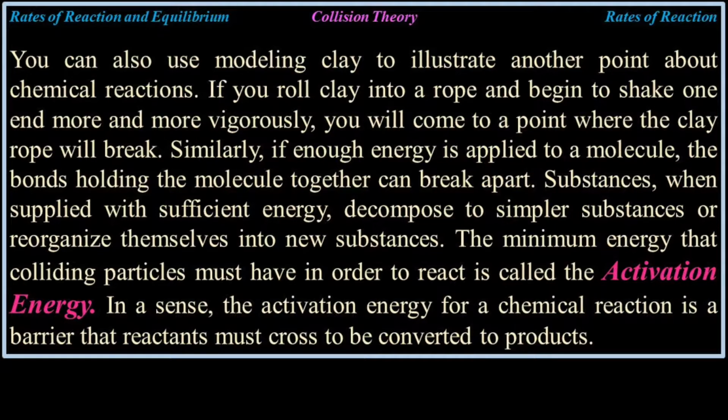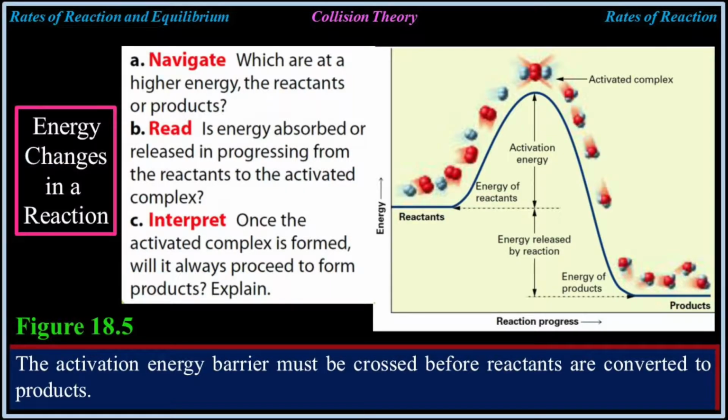This minimum energy that colliding particles must have in order to react is called the activation energy. In a sense, the activation energy for a chemical reaction is a barrier that reactants must cross to be converted to products. Figure 18.5, the activation energy barrier must be crossed before reactants are converted to products.